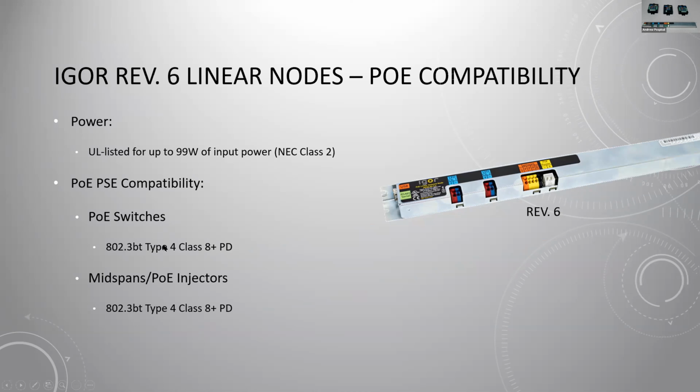And so what we've got is, from a PD design on these nodes, we've got circuitry in there for 802.3bt Type 4 Class 8 plus PD. So we can really take advantage of the full amount of power available from any PSE that it's connected to.